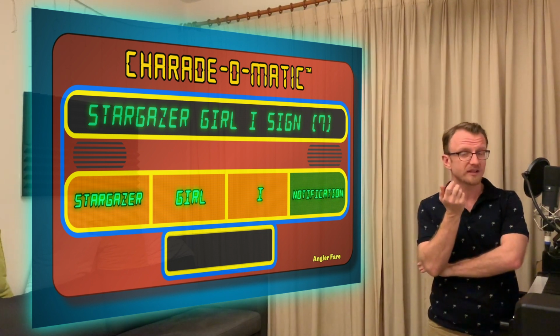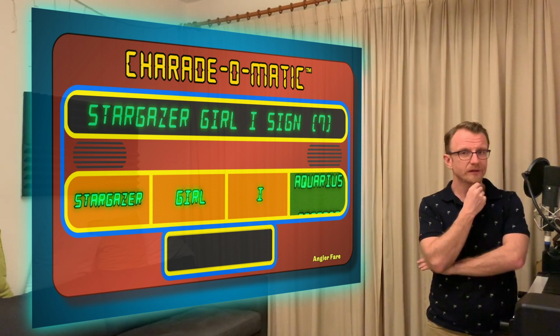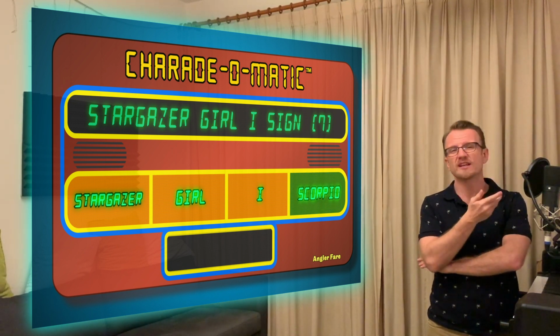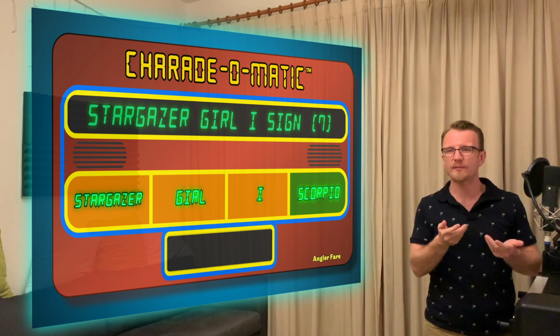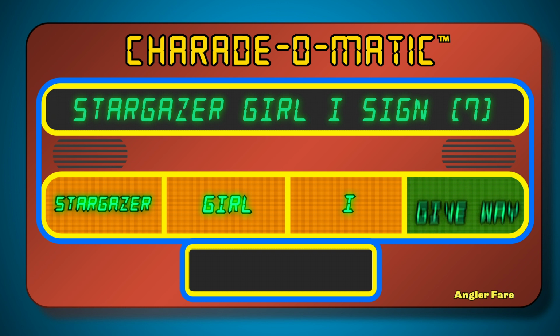Could even be a star sign. Well, there's only one star sign that's 7 letters. Little tip there for you. Scorpio. How do we get that from the rest of the words in the clue? There's an I, but I can't see anything else. So if we've exhausted that avenue of thought, let's try the other side.